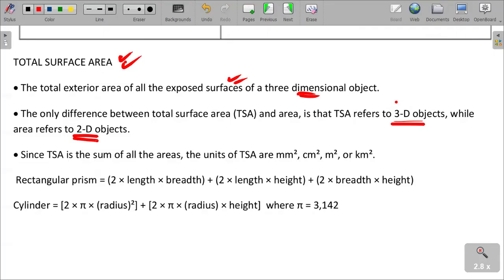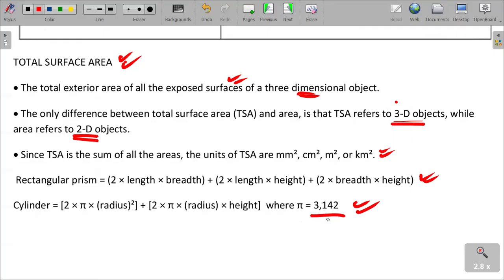Since total surface area is the sum of all the areas, the units of total surface area are also given as square units. The total surface area is the sum of all the areas of the shape in question. So for example, for a rectangular prism, it is 2 times length times breadth plus 2 times length times height plus 2 times breadth times height. These are formulas that are given or that we should also know.